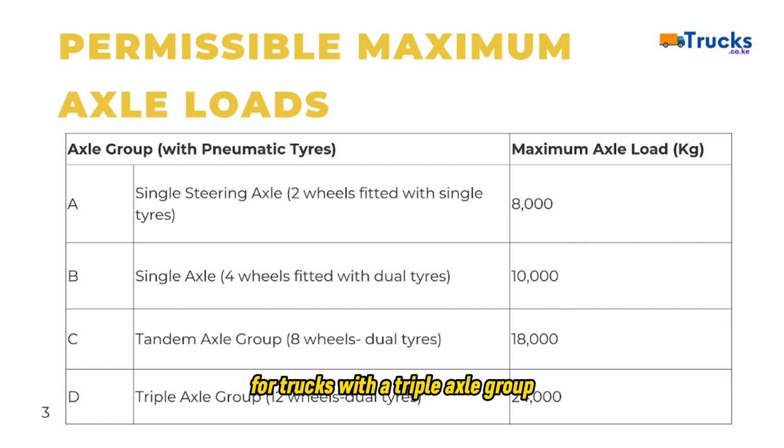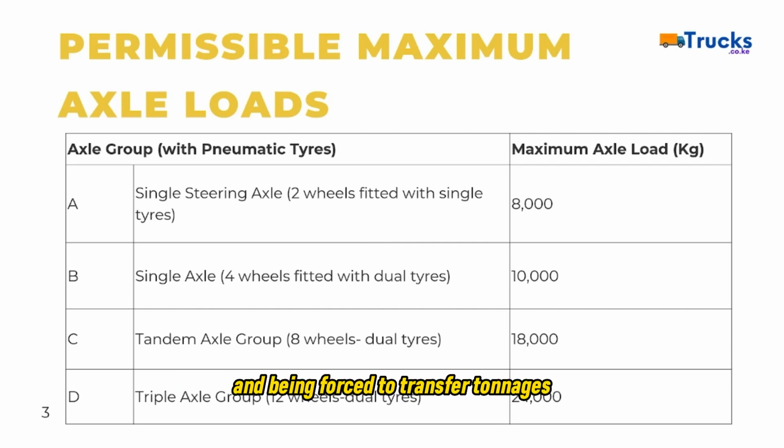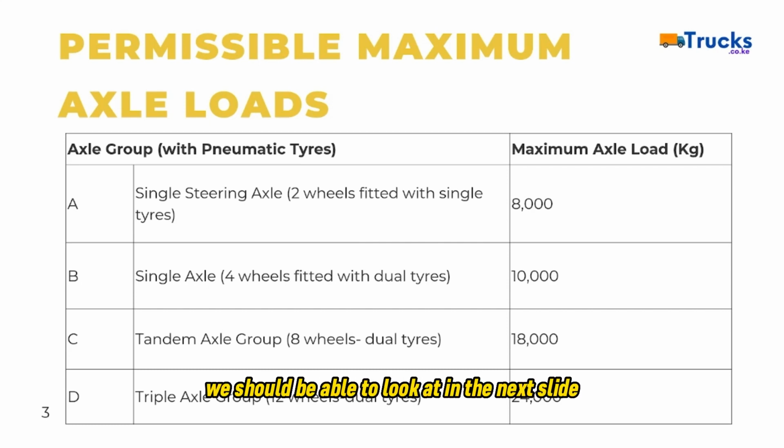And then finally, for trucks with a triple axle group, the last part of the truck should be able to weigh 24,000 kilograms, which is 24 tons. The consequence of failing to fulfill these requirements might be that you are impounded at the weighbridge and forced to transfer tonnages, or rather spread out the load on your truck, to comply with these particular tonnages. This is usually a safe overloading scenario. In the event that you have loose cargo, it can easily be fixed as long as you haven't surpassed the gross weight, which we look at in the next slide.